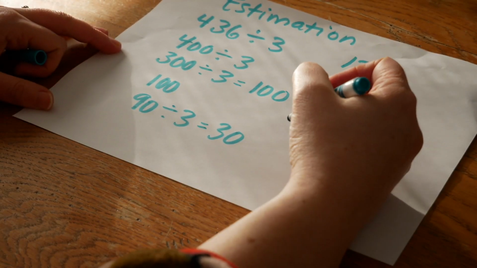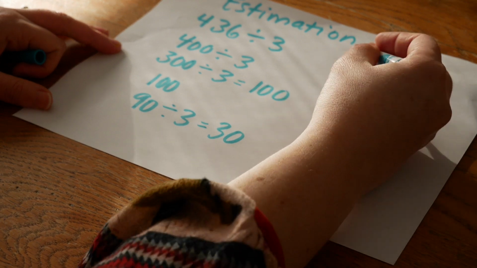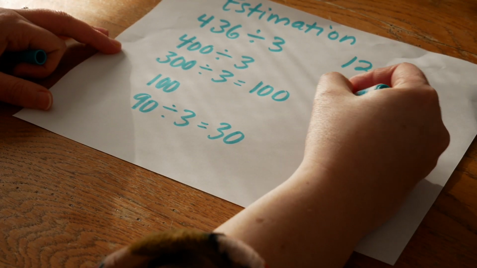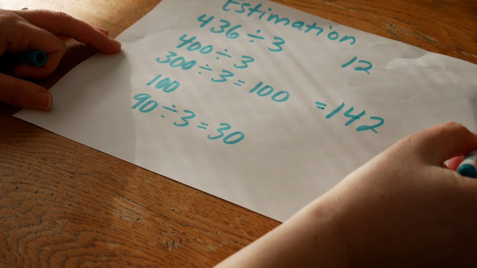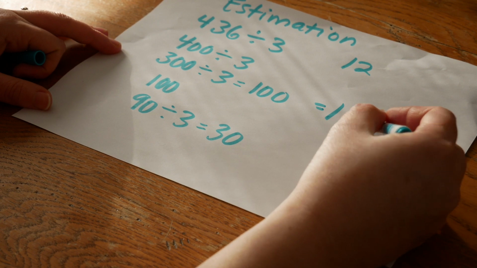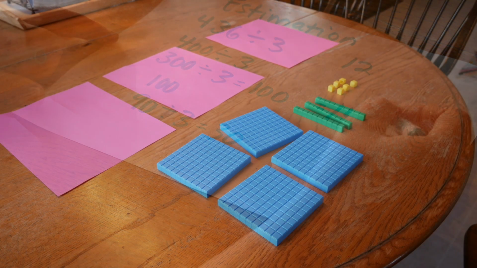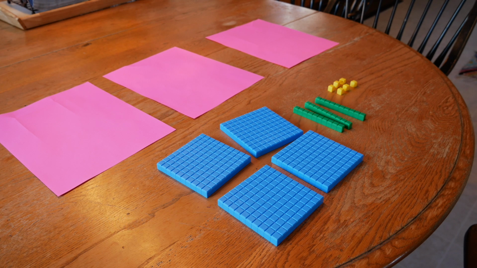If we add these numbers up, we get 100 plus 30 is 130, plus 12 is 142. So our estimation is 142, knowing that we did have some left over, so it's probably going to be a little bit higher than that. So we're going to now do the equation of 436 divided by 3 concretely.